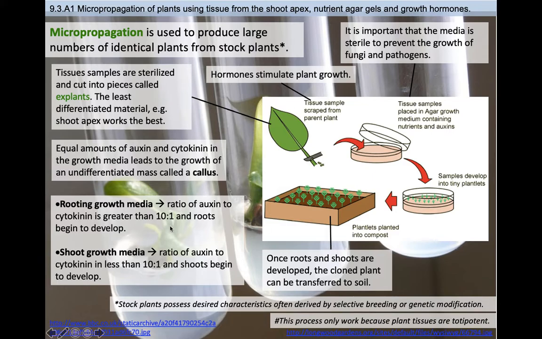You don't need to know any of these ratios, but the ratio of auxin to cytokinin is typically around 10 to 1 for root growth, and roots begin to develop. In shoot growth media, the ratio of auxin to cytokinin is less than 10 to 1, and shoots begin to develop. So once again, we're taking these undifferentiated cells, putting them into an agar plate that will have nutrients. We also include hormones such as auxin and cytokinins to allow them to grow, and eventually they will become new cells. Then once they start to grow, we can transport them and put them into soil.